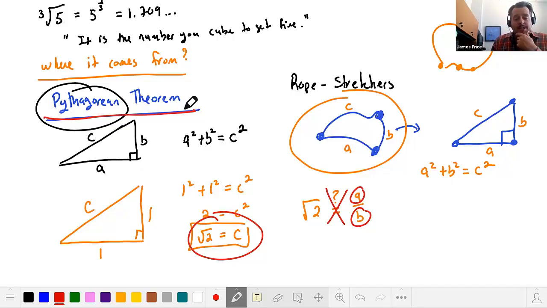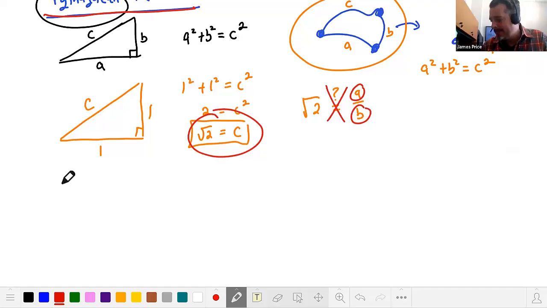Now, are there other irrational numbers, which are numbers that are not rational? And it turns out there are lots and lots of them. Some of the ones we're going to work with in this class are pi and e. So let's talk about pi, and then we'll talk about e over here.